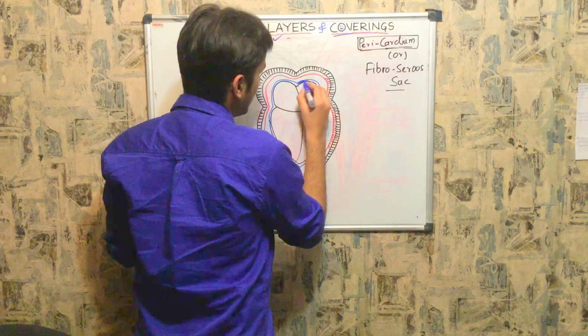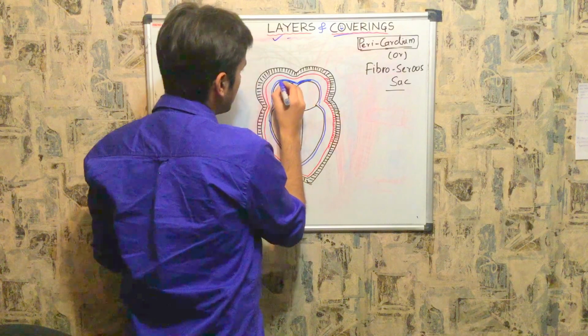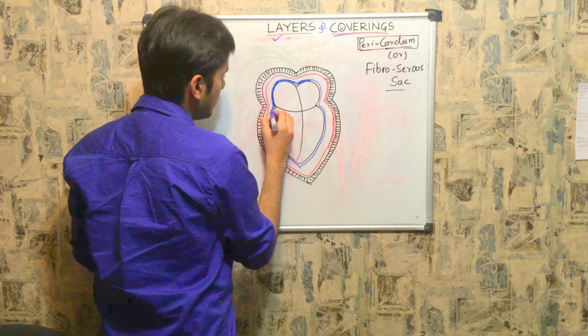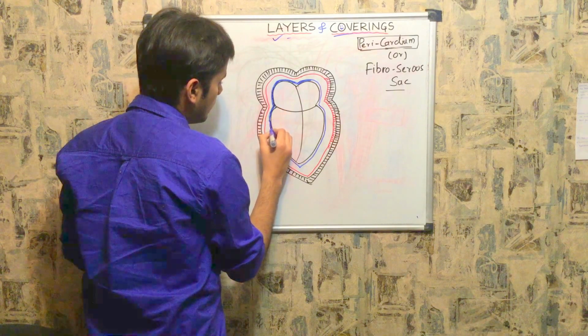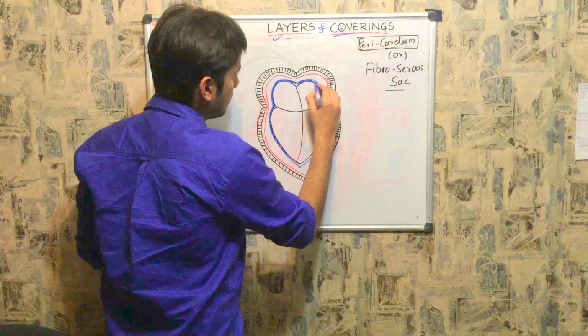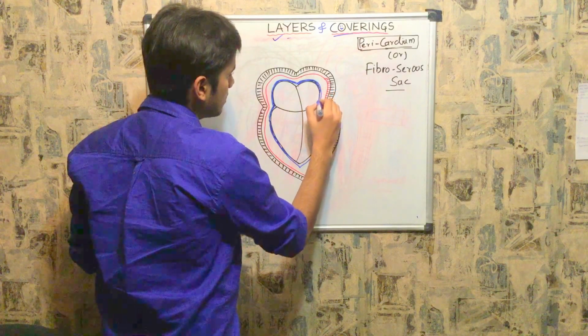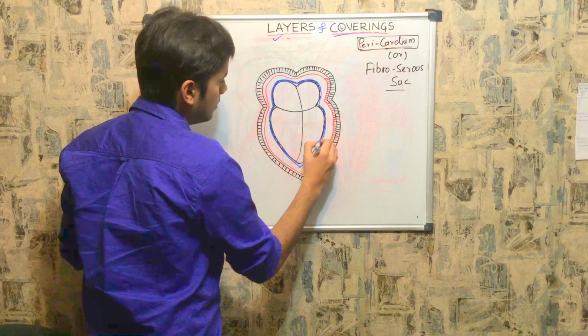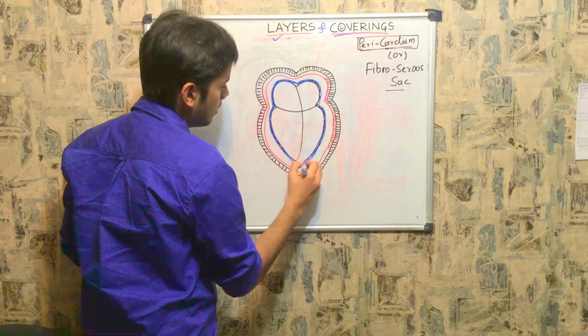So this serous pericardium is completely apposed, or completely attached, to the outermost layer of your heart, that is your epicardium. So you can call this serous pericardium also your epicardium. There is nothing wrong in saying that.